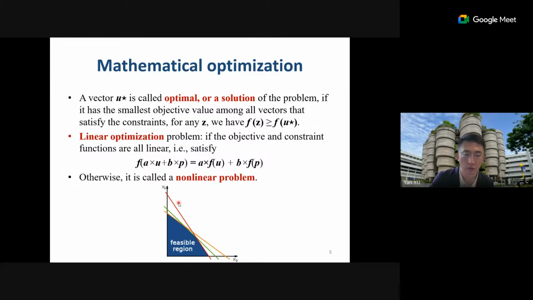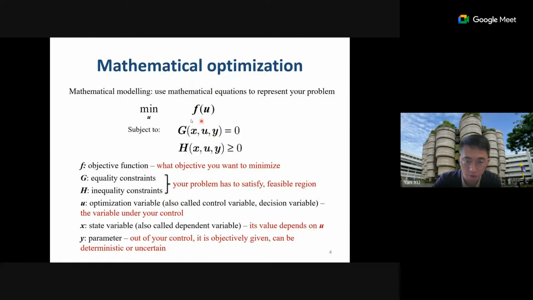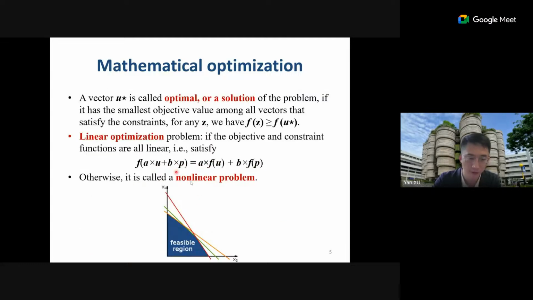To be a linear problem, both the objective function and the constraints have to be linear. Okay, this is the case. We have 1, 2, 3, 4, 5, so we actually have 5 constraints. All are linear, you can see.